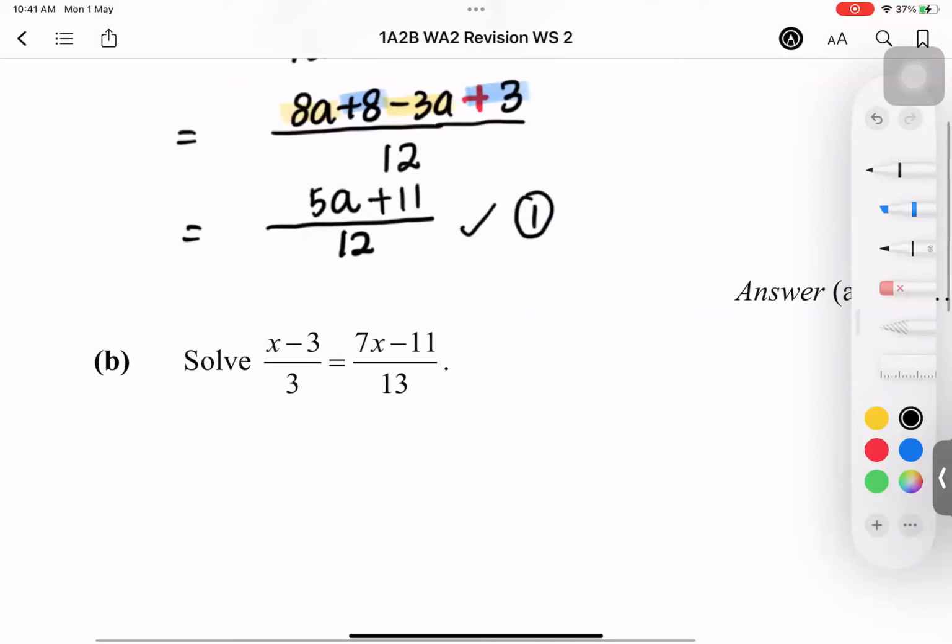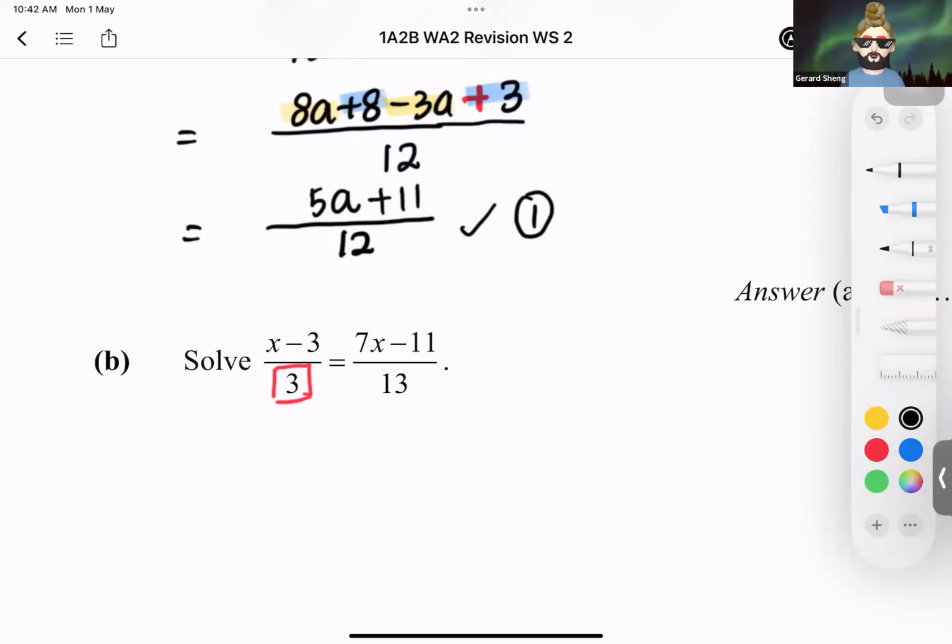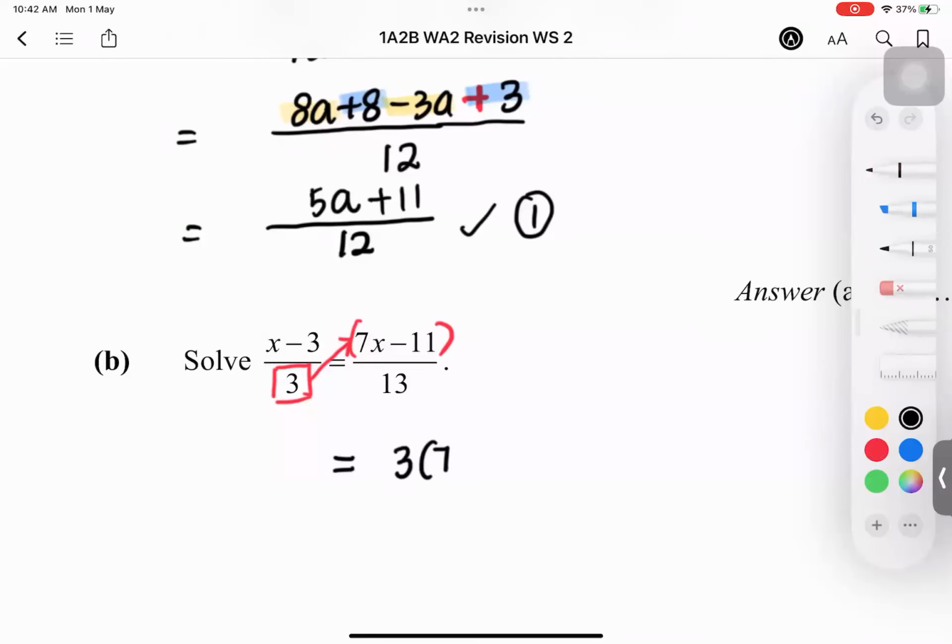Next one, part B. Anyone still remember? Cross multiplication. Yes, cross multiplication. What sign stays in the center? Equal. The equal sign stays in the center. Very good. 3 times, cross multiply, 3 multiplies the whole of this. So on the right hand side, 3 bracket 7x minus 11.